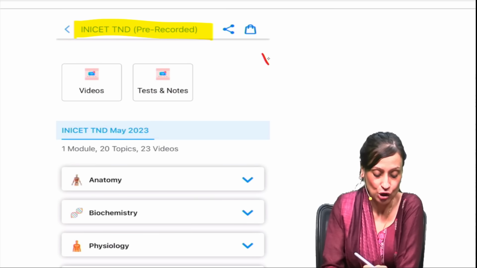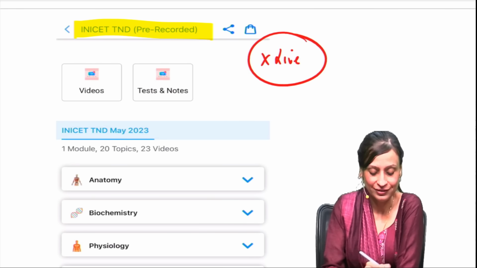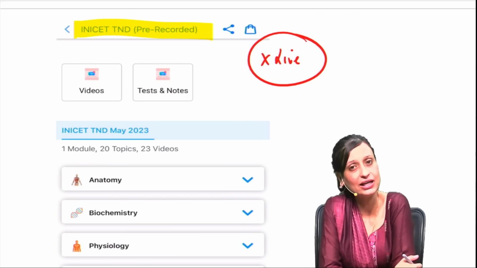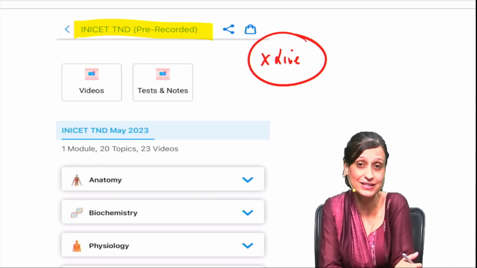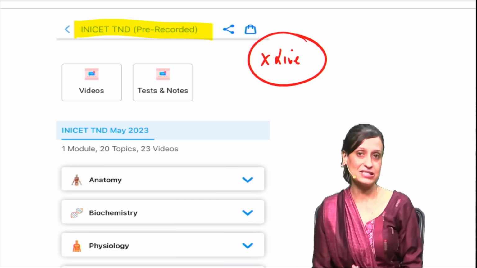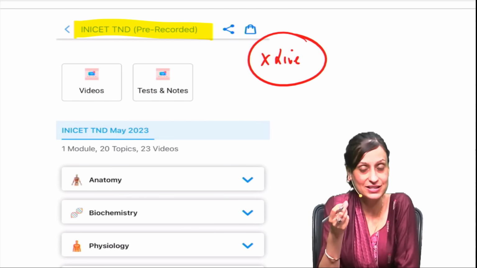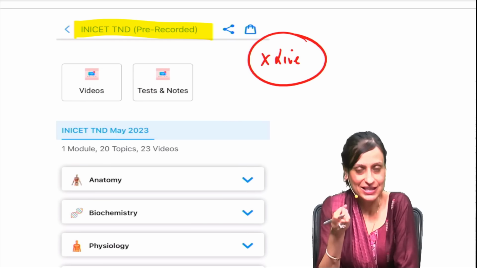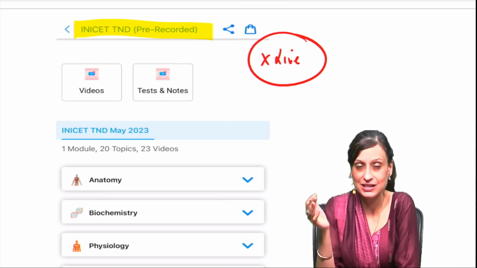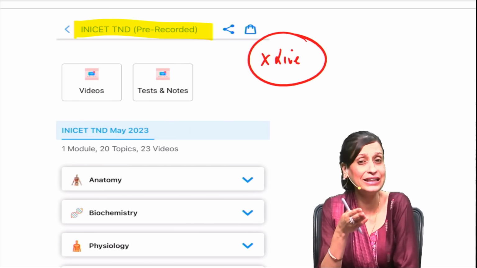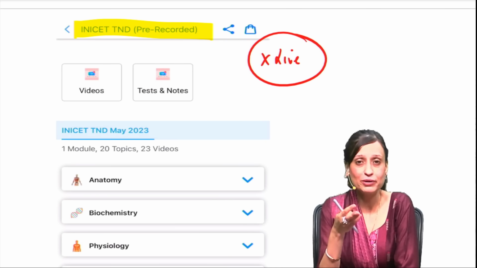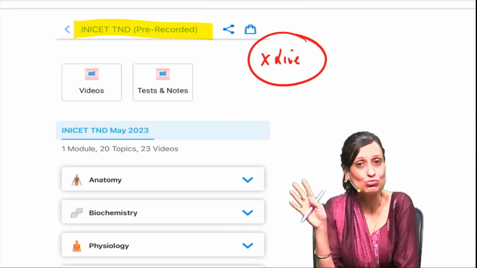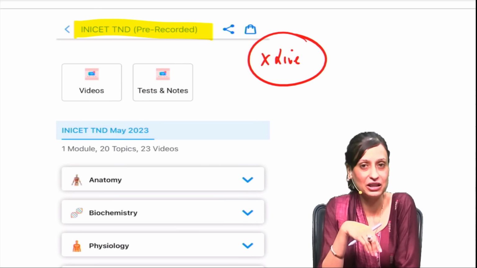This is not live. And this would cover only and only topics that the INI-SET is fond of asking. So as I said, the width will be less. But those topics that the INI-SET exams are fond of asking would be covered in detail. So that is why I said for someone who's preparing for both the exams, they should definitely take up the NEET PG TND. Also because attending the discussions live makes it a lot different than doing a pre-recorded thing.